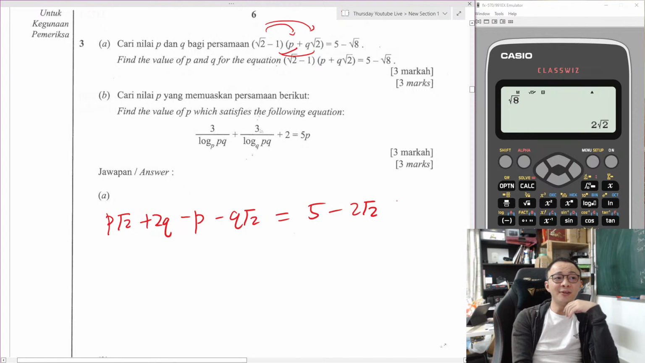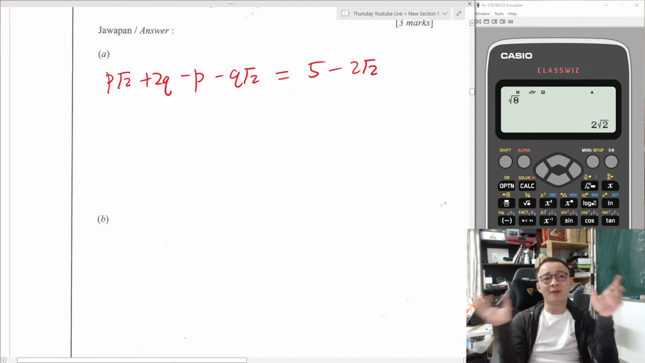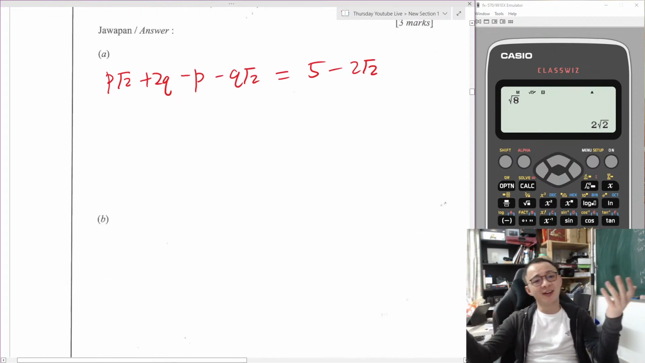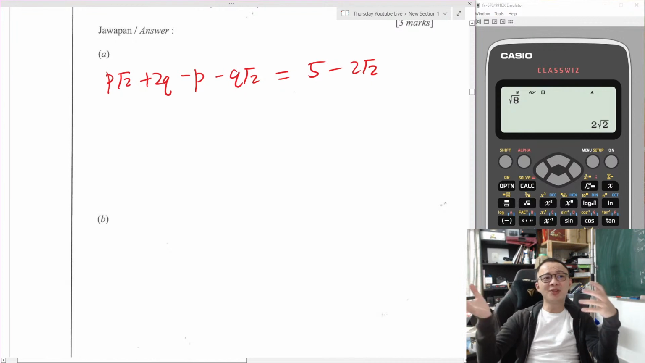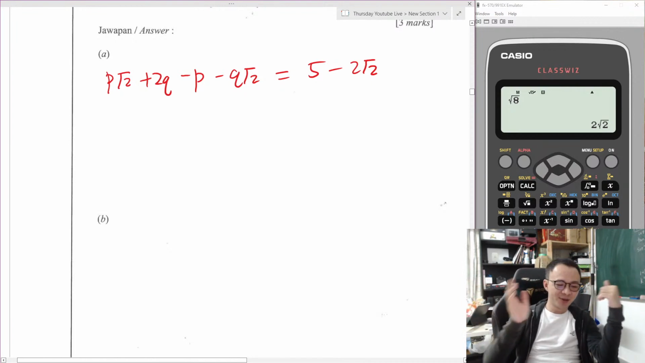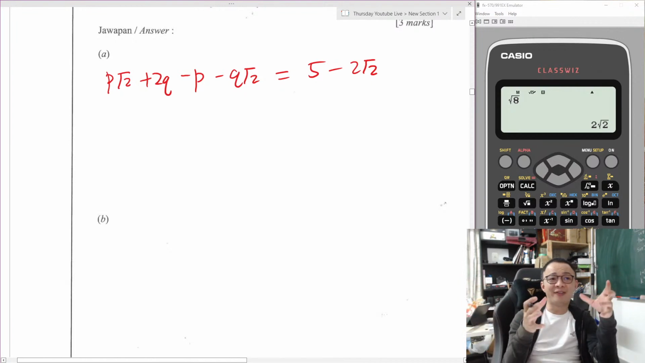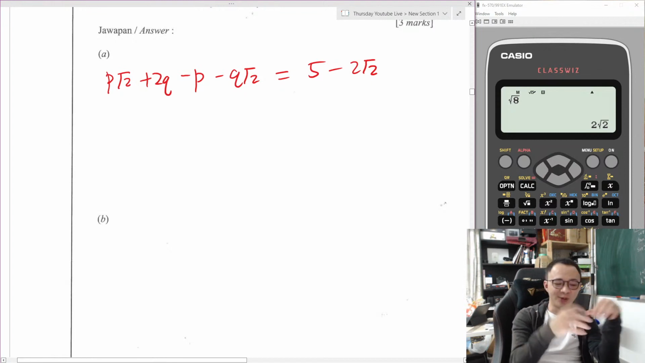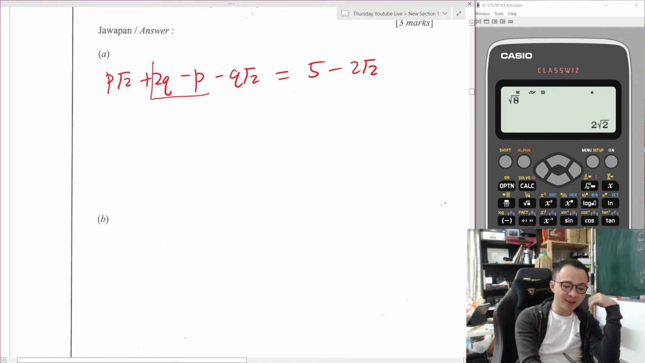Alright, so until now, you should be able to see you have both sides of the equation, left hand side and right hand side, and both sides also have the root 2 in it. So what I want to do is group whatever is without root 2 and with root 2 together. The one without root 2 is this one. I'm going to write it first, 2q minus p. And then these two terms have the root 2 within it. I will factorize out the root 2 here, becoming p minus q.